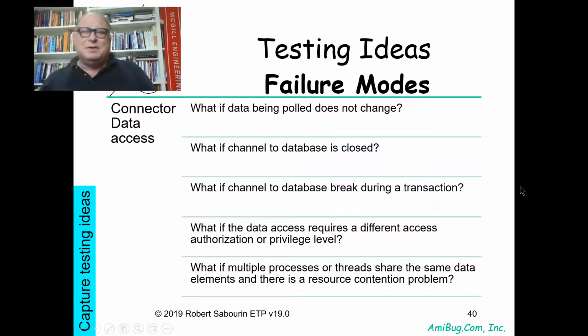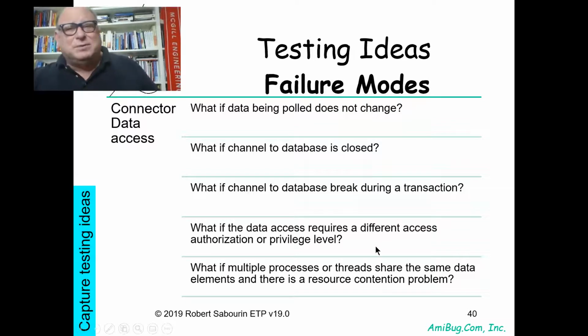And then there's data. Sometimes data is being pulled. And what if you're pulling data, but it never changes? So is it really being pulled? Maybe there's a bug there and it's stuck and the data is not moving, but it should be. What if the channel to the database is closed, so you can't open it? There's some sort of error or a firewall stopping you. And what if it breaks during a transaction? It was open at the beginning of the transaction, and somewhere in the middle of the transaction, the database goes down, which is an interesting thing to simulate if you want to have a robust system, especially if you're doing financial transactions and the database goes down in the middle of a transaction. Well, what happens? And this, for me, is a beautiful example of a failure mode test idea.